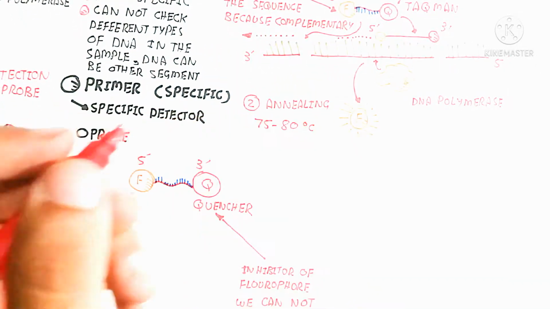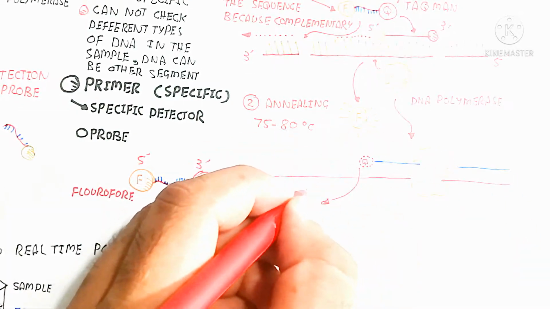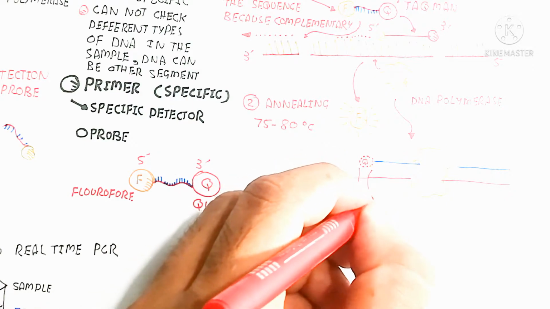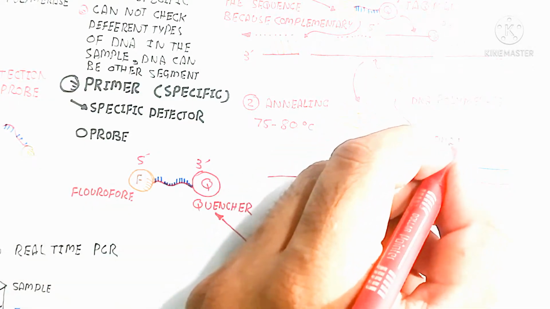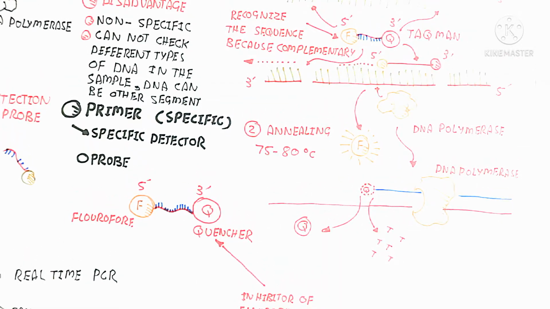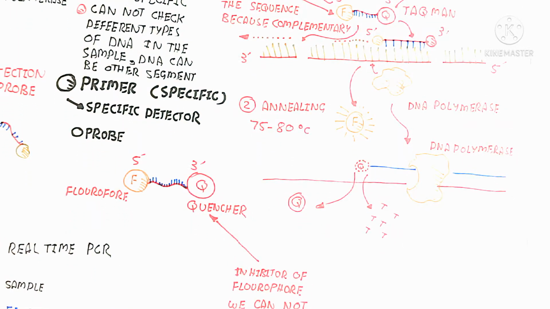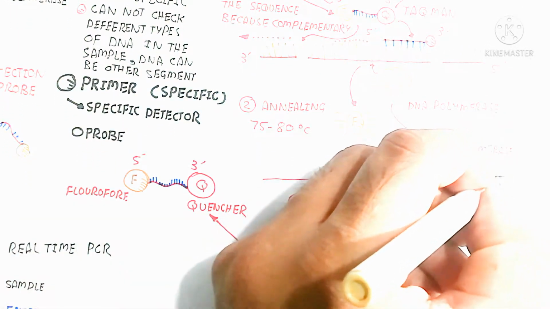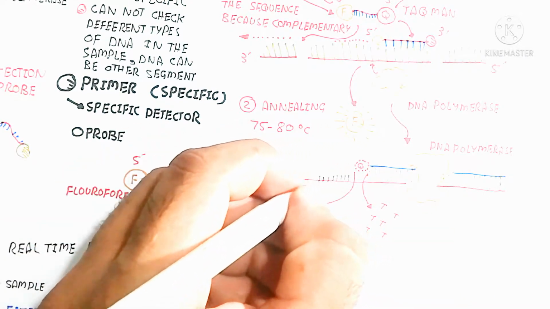So the second step is the annealing process, which is used for the DNA polymerase. You already know about that. Basically, 75 degrees Celsius to 80 degrees Celsius is used for DNA polymerization, for the annealing process and extension. So annealing to extension, basically extension of DNA.